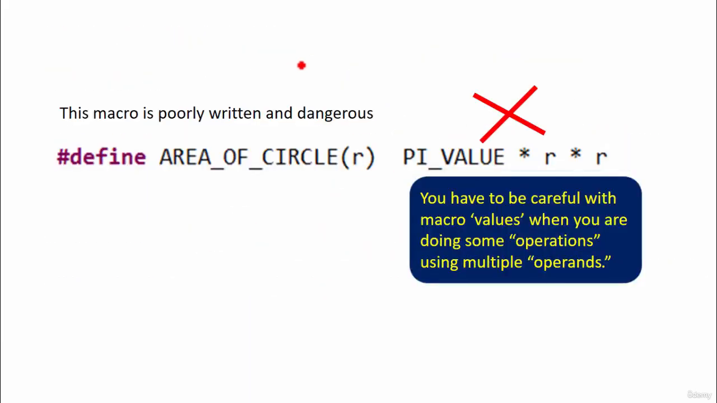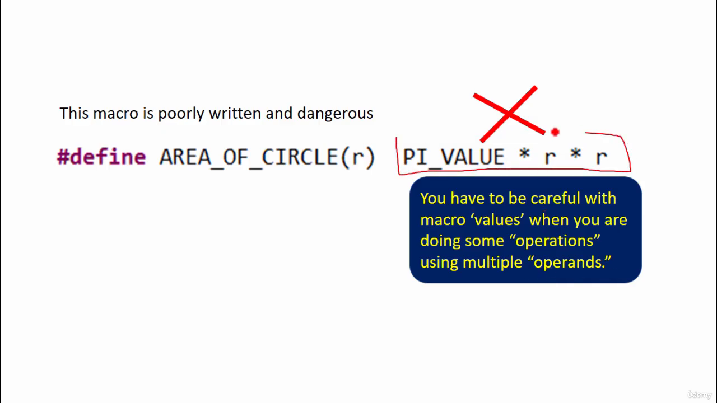Let's move forward. This is very important. So this macro is poorly written and it is dangerous. You should not write a function like macro like this. Why is that? So please note that you have to be careful with macro values. So this is a macro value when you are doing some operations using multiple operands.